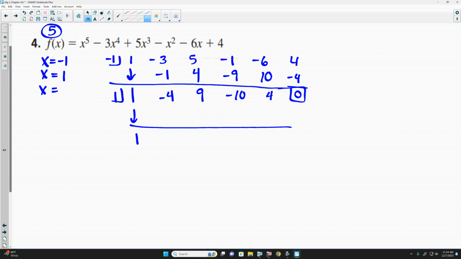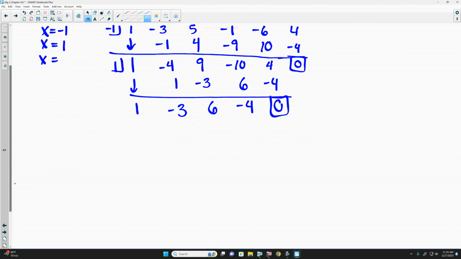Now the other one we have is 1. Our 1 times 1 is 1. -4 plus 1 is -3. 1 times -3 is -3, 9 plus -3 is 6. 1 times 6 is 6. -10 plus 6 is -4. 1 times -4 is -4, gives us 0.